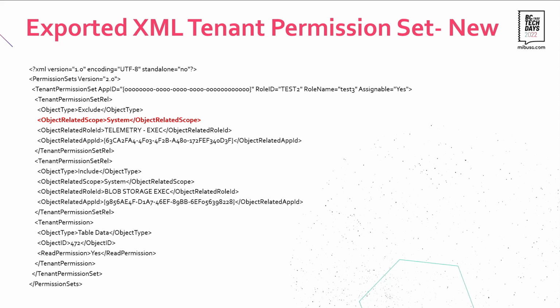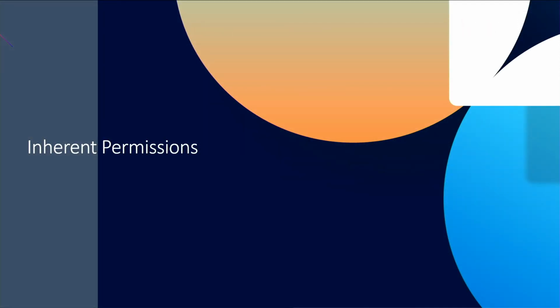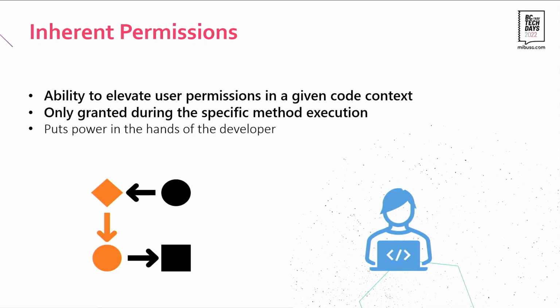And off to Jens for inherent permissions. Yes. So I mentioned earlier that we also want to simplify the permission sets. And one of the tools which has been there since version 20, but it was only there for on-prem scope, is now available also for cloud scope, so we're going to repeat it here.